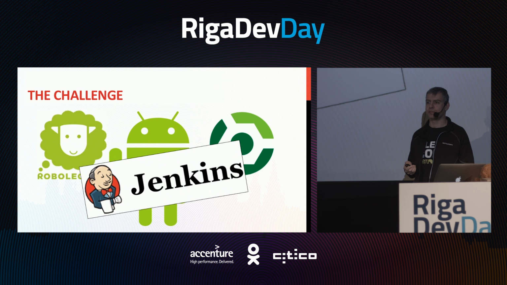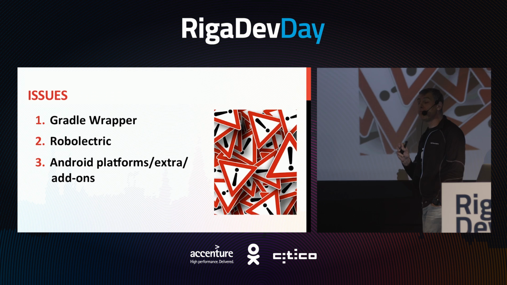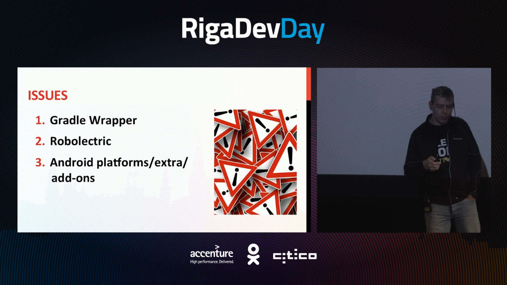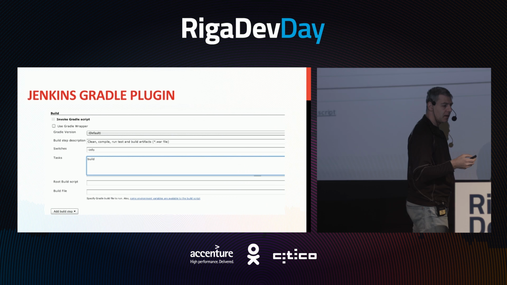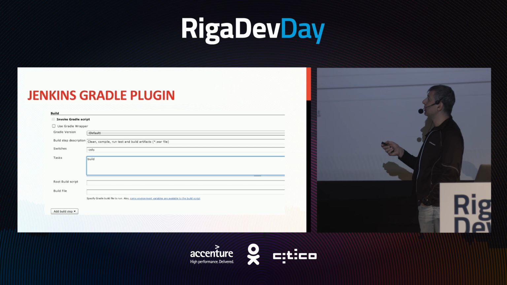1 week. And I found three minor issues, very minor. The first one is the Gradle wrapper. Basically, when you want to run a Jenkins job through Gradle, you have the option of using the Gradle wrapper.